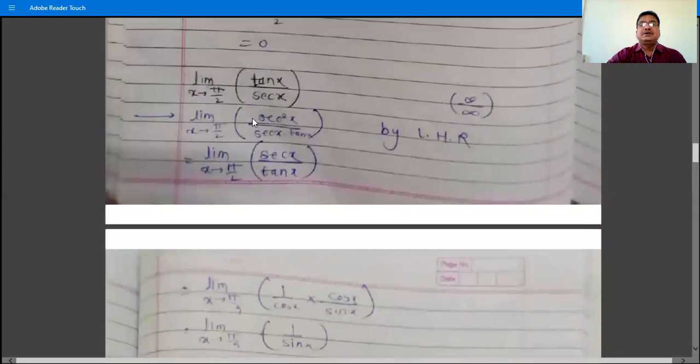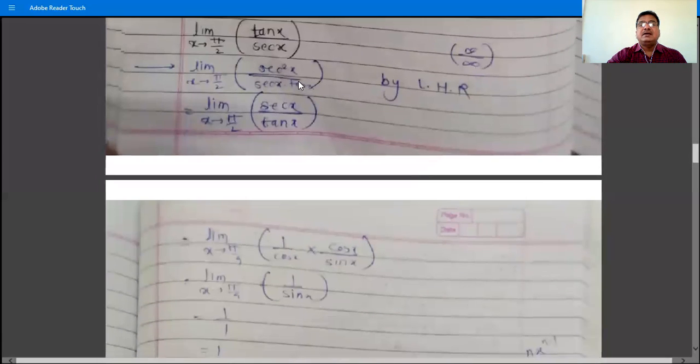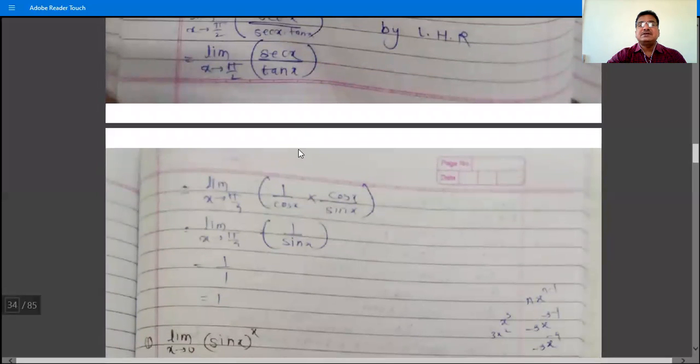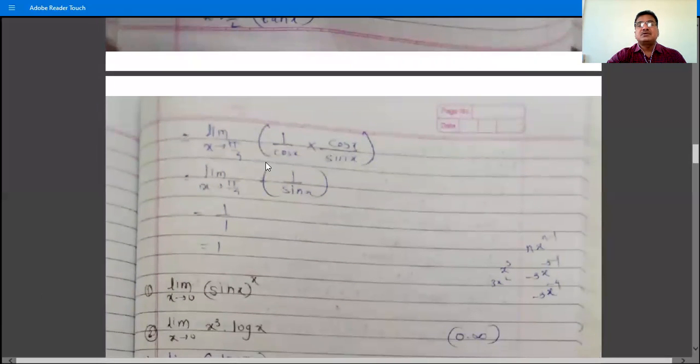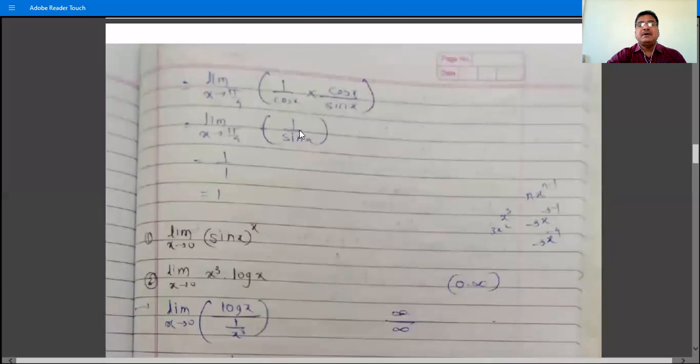Similar problem on the L'Hospital rule. Limit x tends to pi by 2, tan x by sec x. So infinity by infinity form. Apply L'Hospital rule. The derivative of tan x is sec square x, and the derivative of sec x is sec x into tan x. Then cancel sec x, we have sec x by tan x. Sec x means 1 by cos x, divided by tan x, which is sin x by cos x, means into cos x by sin x. Cos gets cancelled, 1 by sin x, and if we substitute x as pi by 4, sin pi by 4 is 1.